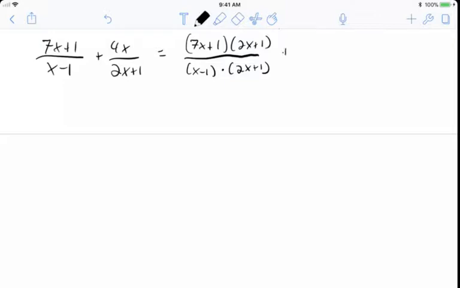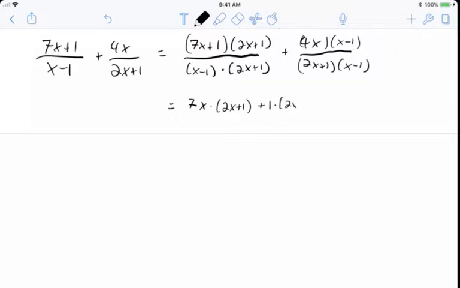And then we're going to multiply the right-hand one by the denominator of the left-hand one, x minus 1. All right, be careful when you multiply these things out. I'm going to be super careful. 7x times 2x plus 1, plus 1 times 2x plus 1. And this one is 4x squared minus 4x.